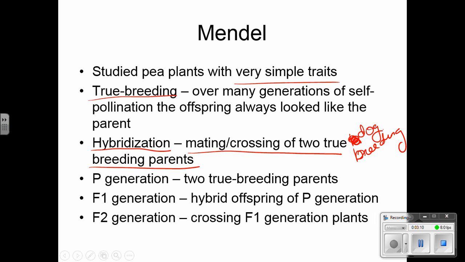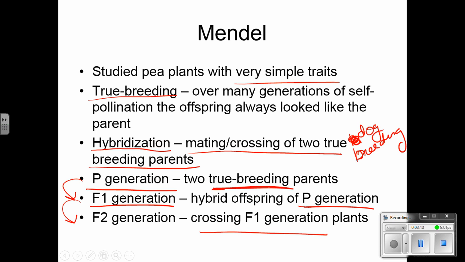Some terms you need to understand, especially when we get to fruit flies. The P generation is when you are mating 2 true breeding parents. So that means that they've never been mixed with anything else. They're definitely one trait. And then the F1 generation is going to be a hybrid of the offspring of the P generation. So when you make the P generation, you're going to get the F1 generation. And then when you make the offspring of the F1 generation, you're going to get the F2 generation by doing that. And we'll do that with fruit flies.